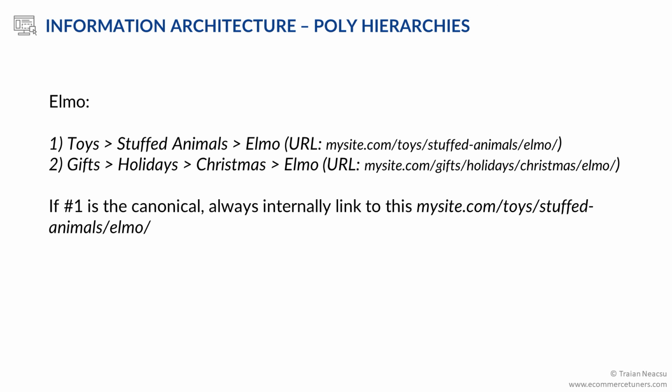For example, the Elmo category can be found under Toys, Stuffed Animals, and then Elmo. But it also can be found under Gifts, Holidays, Christmas, and then Elmo. If you decide that the first hierarchy is the canonical one, then whenever you link internally to the Elmo category, use the URL mysite.com/toys/stuffedanimal/Elmo.